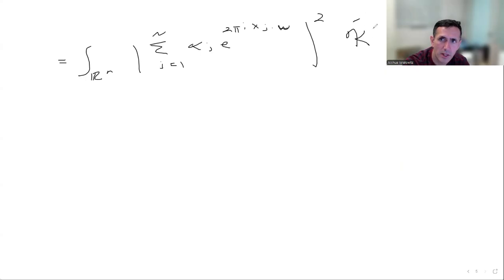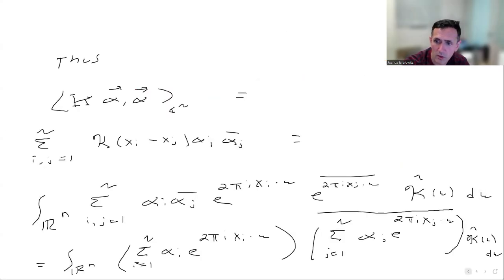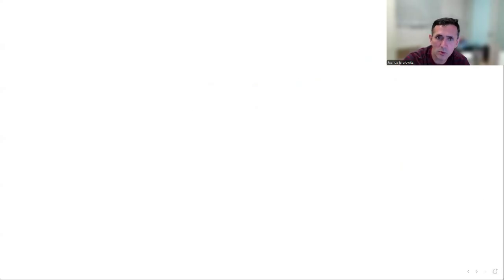My assumption is that the Fourier transform is non-negative almost everywhere. So this is non-negative. Always this is non-negative. This is non-negative almost everywhere. So I don't care what alpha is. I don't care what the xi and the xj's are. I don't care what big N is. This inner product is always bigger or equal to 0. And that ends the easy half.